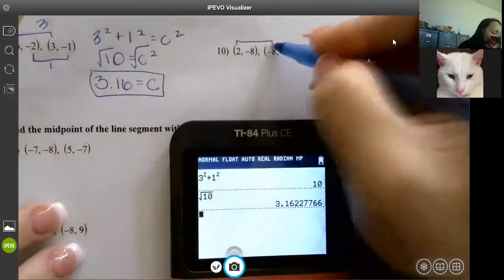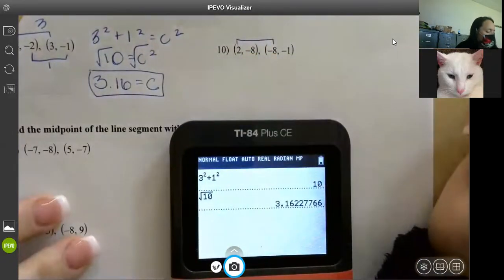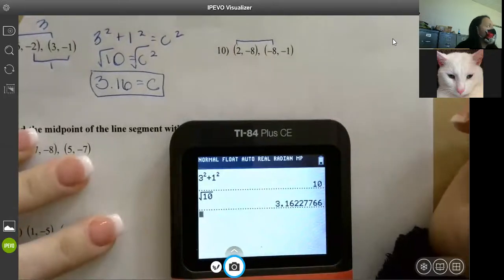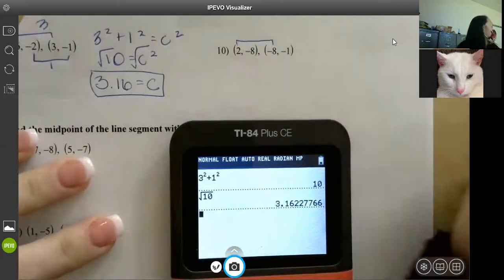How far is it from 2 to -8? More? 2 to -8.